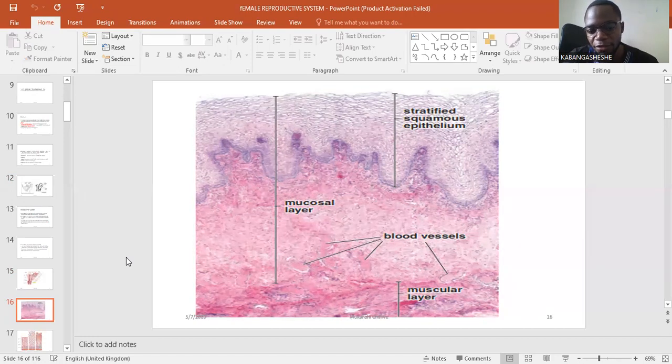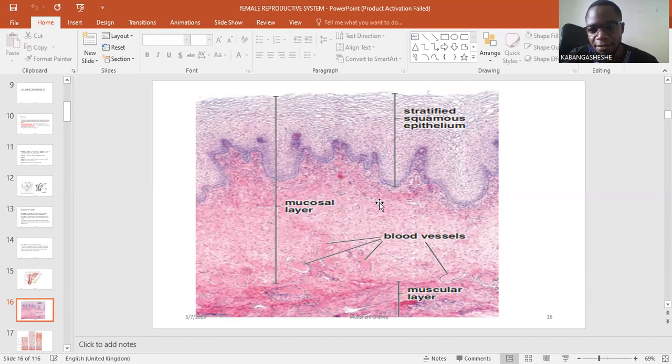They have so much in common. They are both fibromuscular tubes. Okay. And they have stratified squamous epithelium. The only difference is that in the esophagus, this layer, the submucosa, will have glands, what we call esophageal glands.